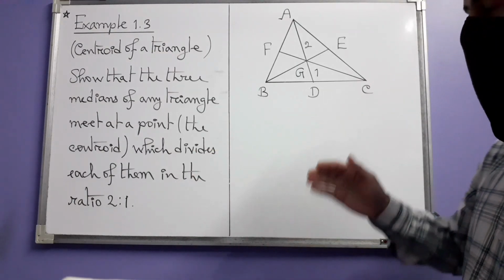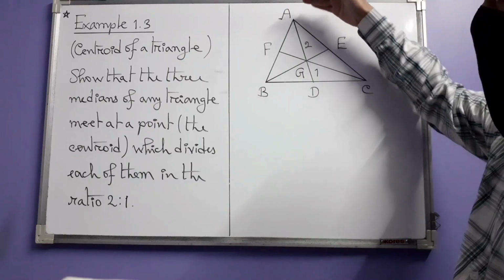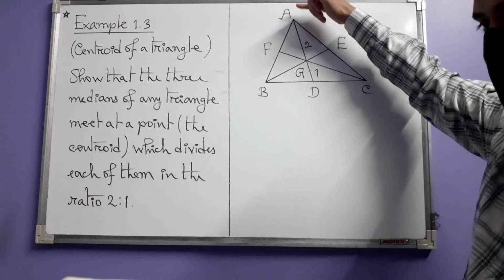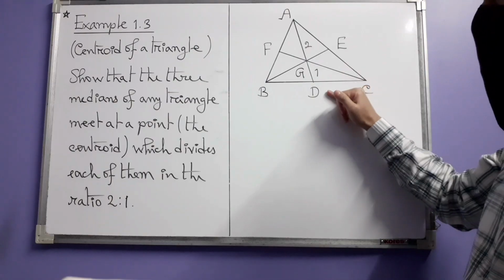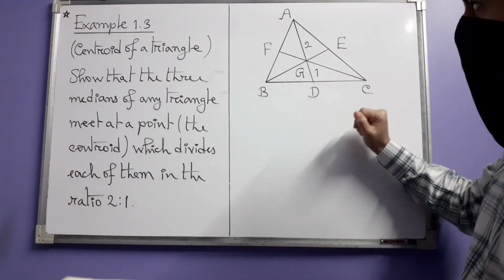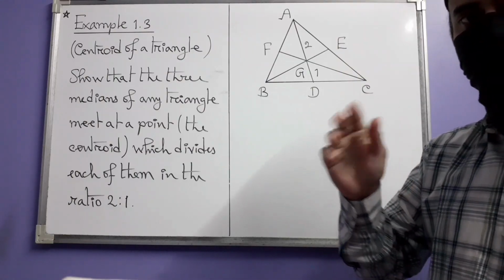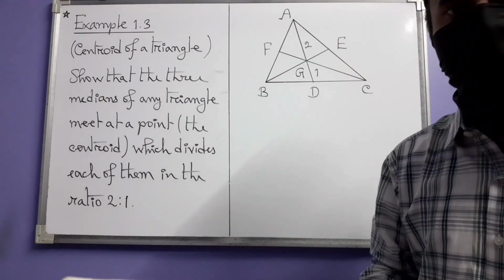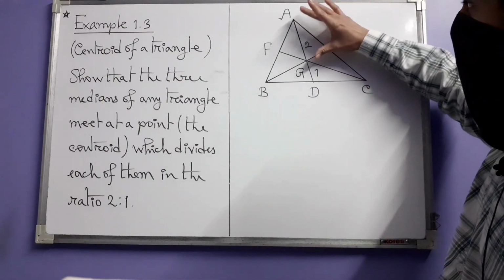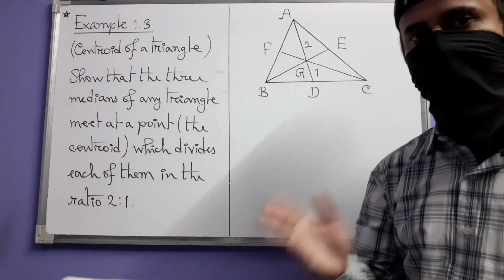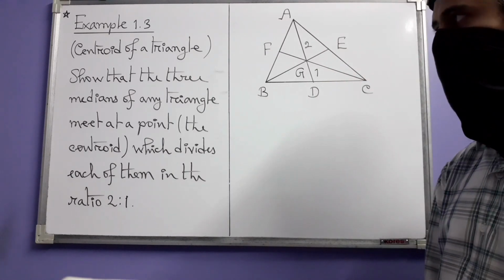Exactly in what sense? Exactly in this sense that as you start looking at this median starting from A and then you consider D, the ratio is 2:1. It means that AG is to GD, these two lengths are in the ratio 2:1. AG is twice the length of GD. This is what we have to prove.